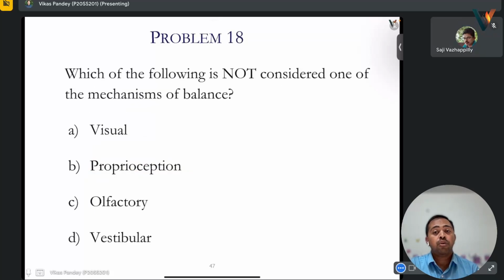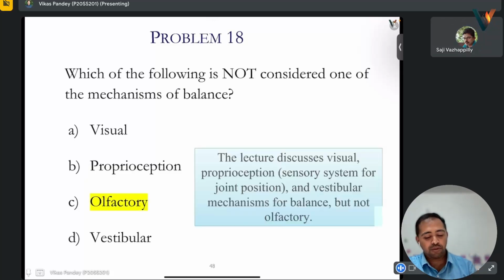Which of the following is not considered one of the mechanisms of balance? Visual, proprioception, olfactory, or vestibular? Visual, I think. Either visual or olfactory. Olfactory is smell, right? So will smell have any role in the balance of our body? No, sir. So that is olfactory. Proprioception, the sensory system of joint position and muscle, is certainly a part of balancing. Visual is also a part, as well as the vestibular mechanism. These three are part of the balance, but olfactory is not. Smell has no role in balancing.